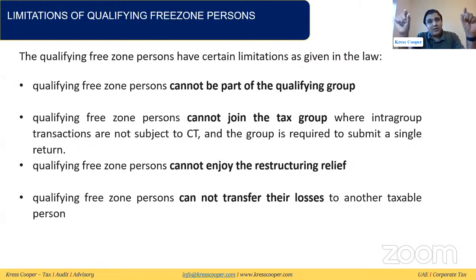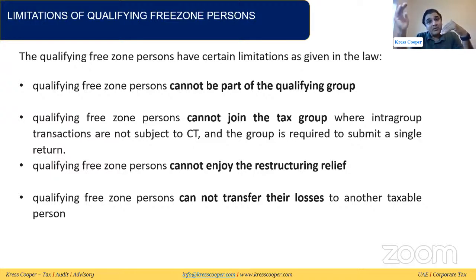At the book value, or you can say WDV, written down value, this amount will be removed from the transferor's books and added in the transferee's books. The law says if the members are part of the qualifying group, corporate tax will not be applicable and the transaction will take place at the book value. But now they are saying the qualifying free zone person cannot be part of the qualifying group. This is a limitation. The second limitation is that a qualifying free zone person cannot join the tax group. We know that again, there are a lot of limitations for the tax group as well. Minimum 95% shareholding by the parent company, voting rights, controlling rights, same financial year, same tax period.